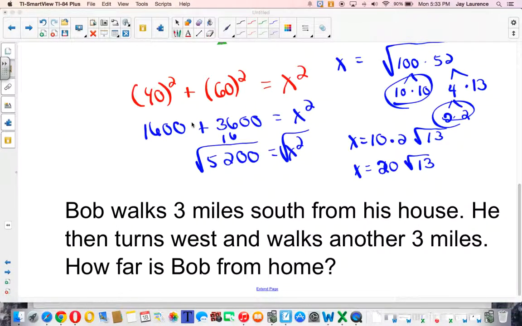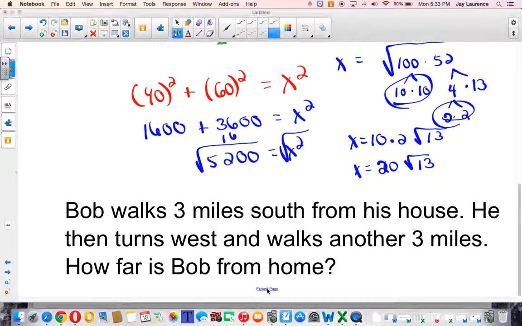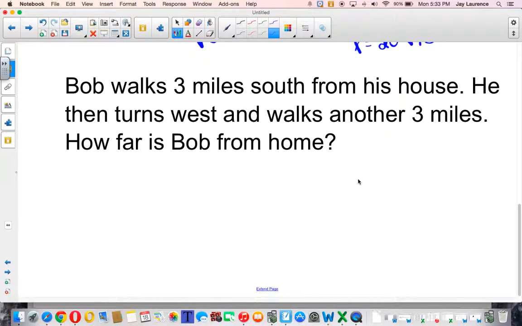All right, here's another one. Bob walks 3 miles south from his house. Well, I need to draw Bob's house. You know what a wonderful artist I am. Okay, and he goes 3 miles south. Then he turns west and walks another 3 miles. So then he goes 3 miles this way.